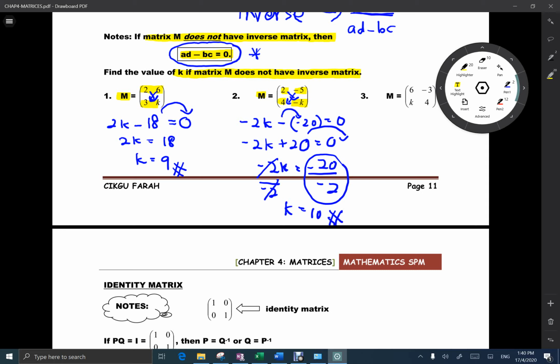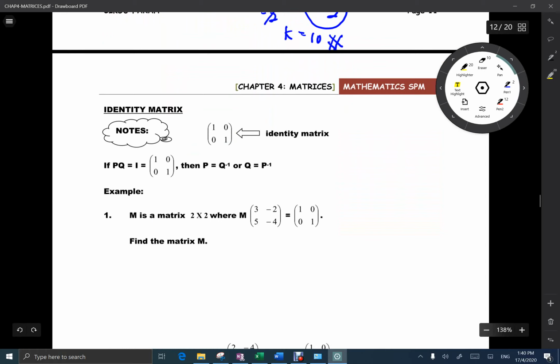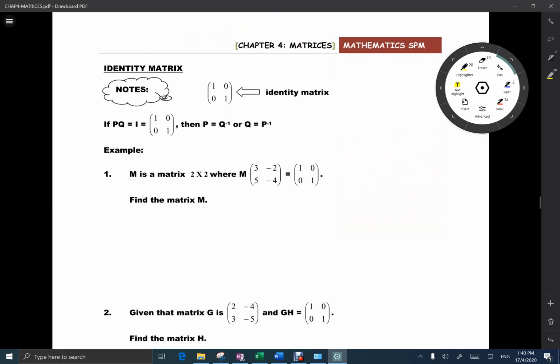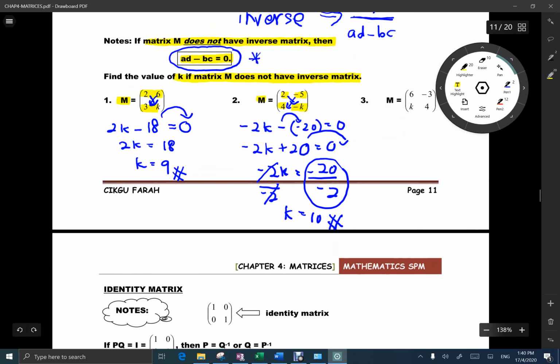Okay, girls? Okay, so nanti habiskan all the exercise. And nanti, cikgu, next week, I'm going to teach you the last part of matrices is an identity matrix. Okay, so until here, sampai sini je.